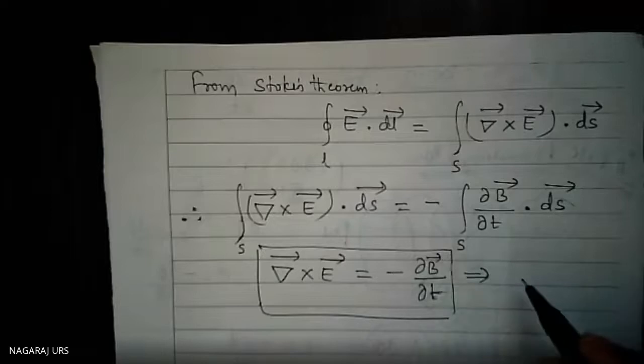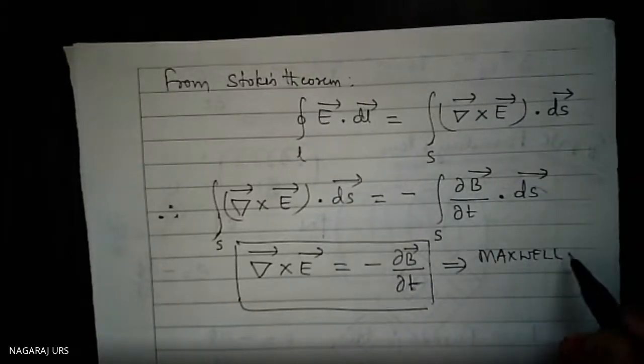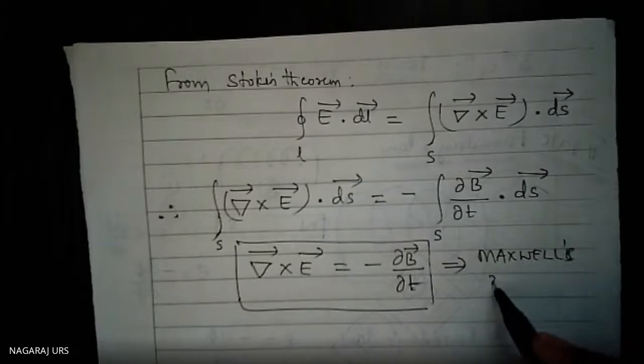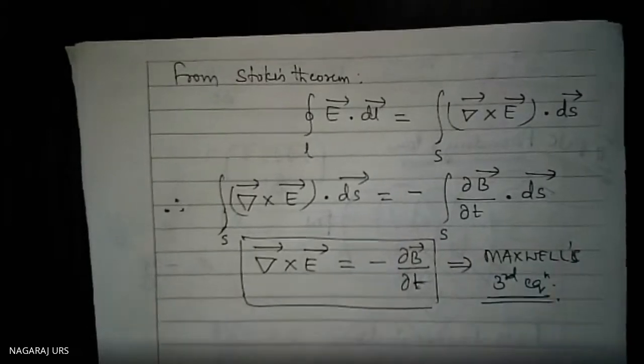This is Maxwell's third equation. Four equations are there. Out of that, three equations have been derived so far.